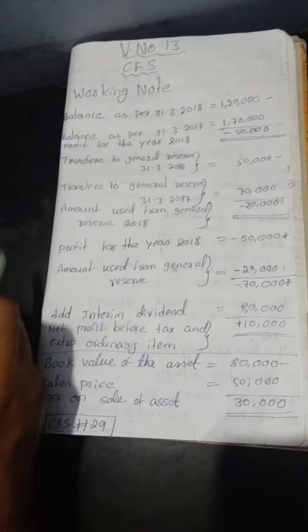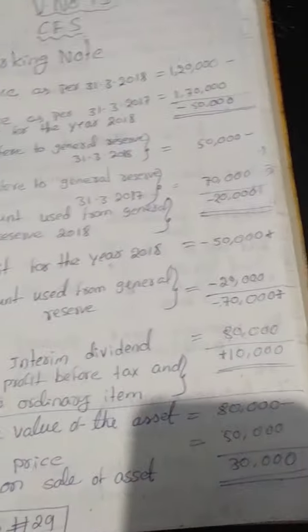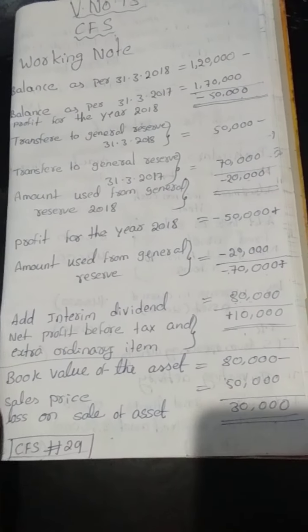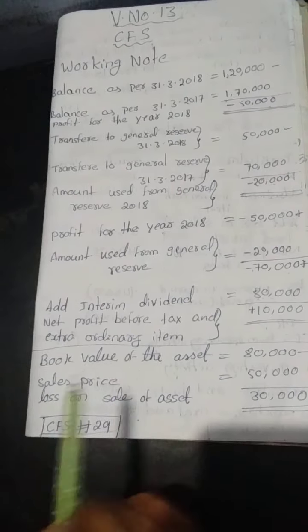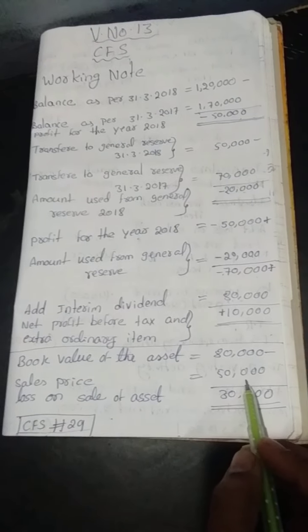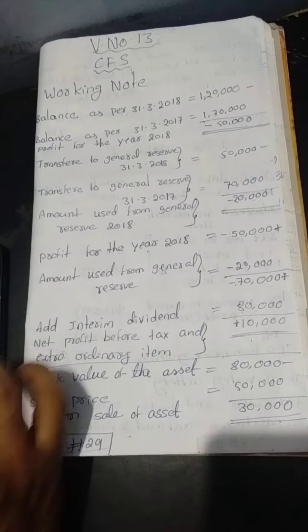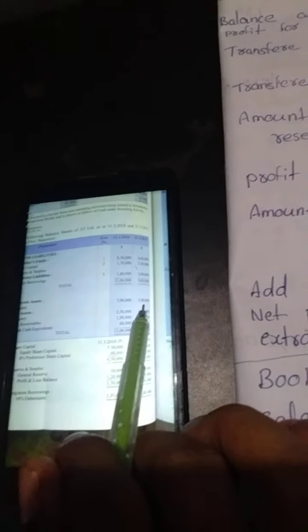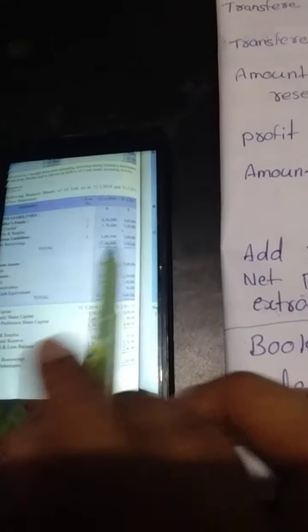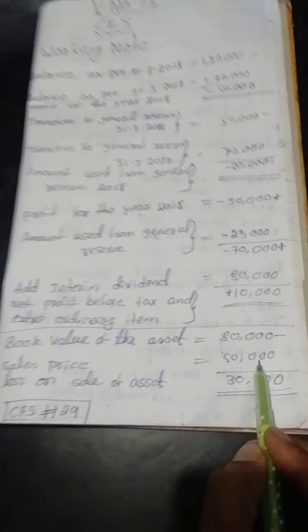Next, another adjustment is about the fixed asset. One adjustment says that one asset, cost rupees, book value 80,000, is sold for 50,000. Nothing else is given. And in the question you can see that fixed assets are given as 7 lakh and 5 lakh, and the additional information says that the asset which cost 80,000 is sold for 50,000.